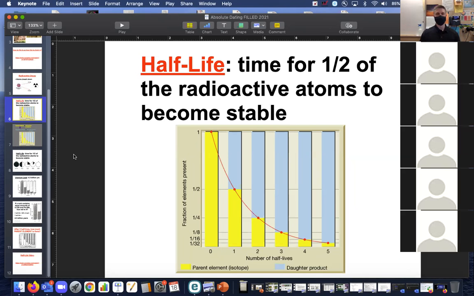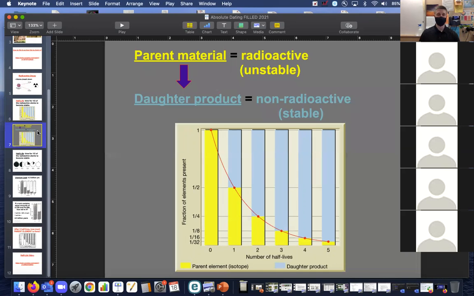So like I said, it's from when the radioactive stuff becomes not radioactive, or when half of it becomes not radioactive. So in this chart, the yellow part is radioactive. You can think of it that way. And we call that the parent material. So that's what you start with. The other kind of bluish, grayish color, the daughter product, it's not radioactive, it's stable, it's not dangerous.